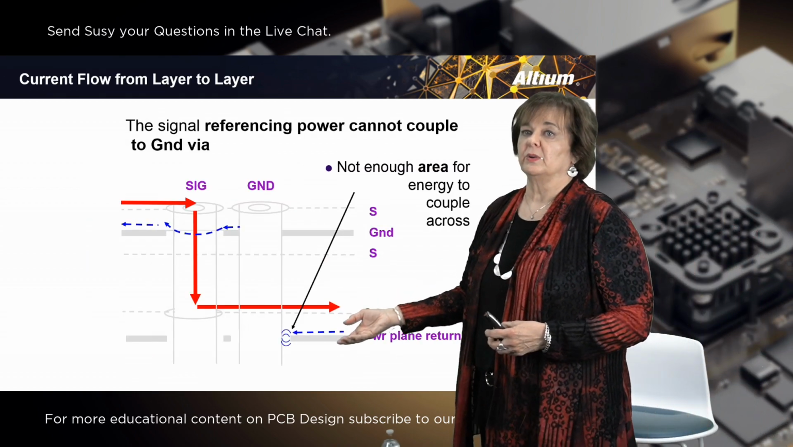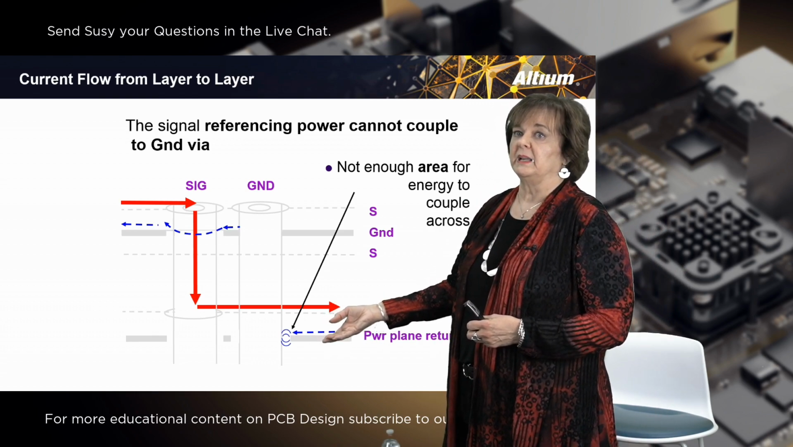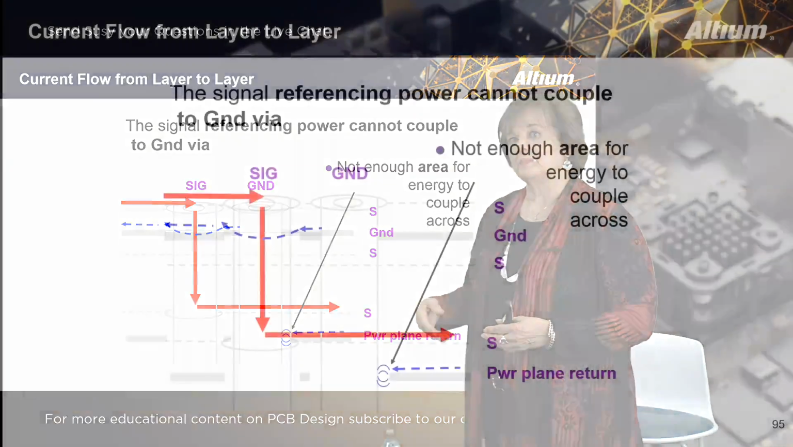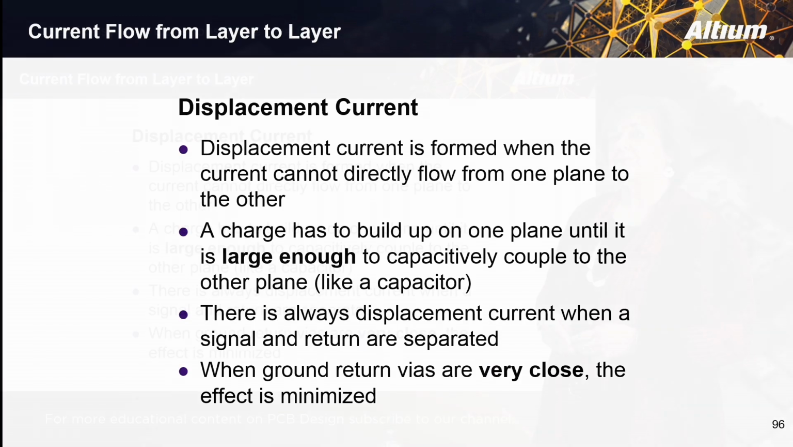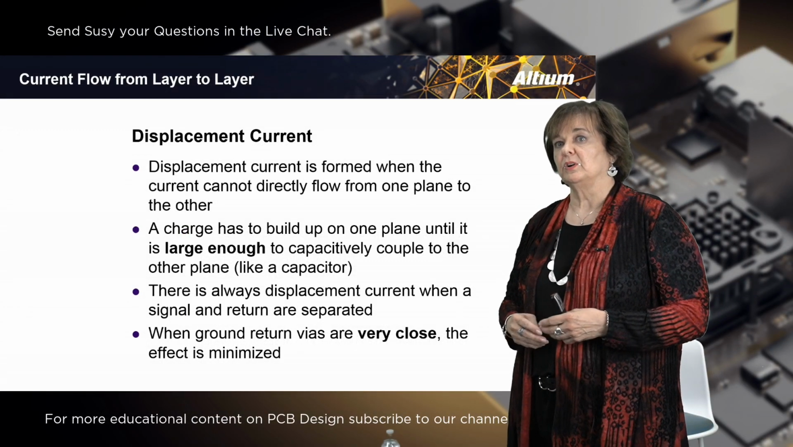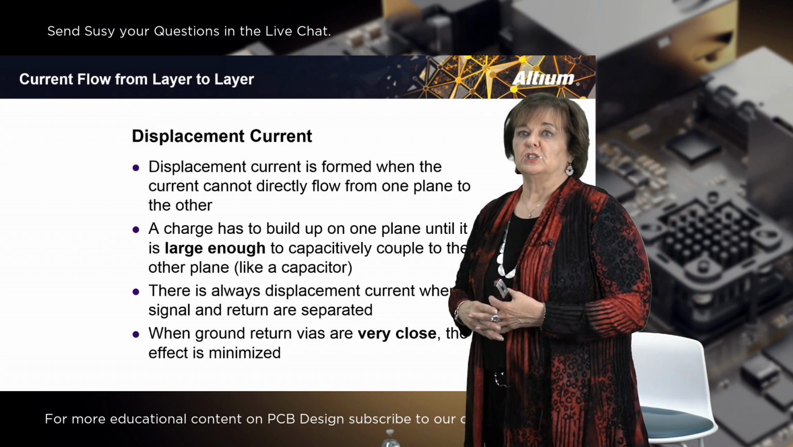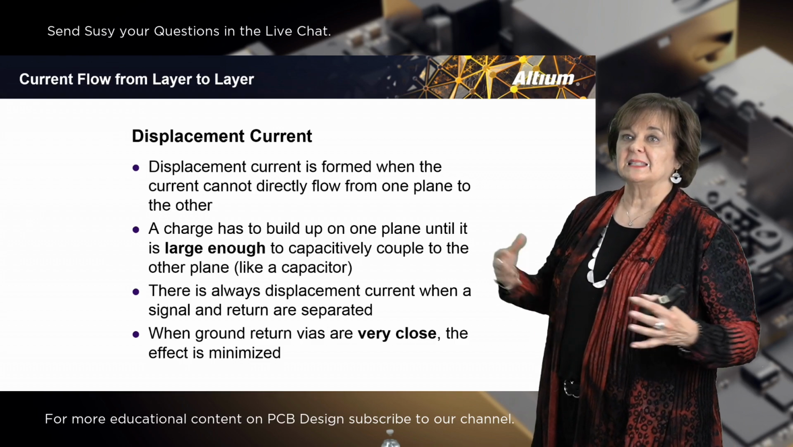There isn't enough copper involved between the edge of the power plane and the ground via to couple across the energy to get that energy to go up the ground via. So there isn't any way to do it that way, and there isn't any way for the energy to couple across from power to ground because they're simply way too far apart. So it forms what we call displacement current. Displacement current is when the current cannot directly flow from one plane to the other, and a charge has to build up on one plane until it is large enough to capacitively couple.